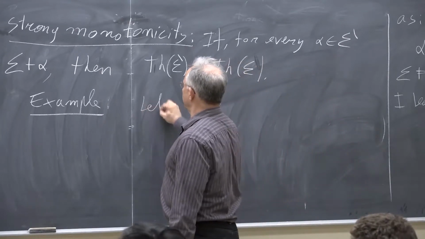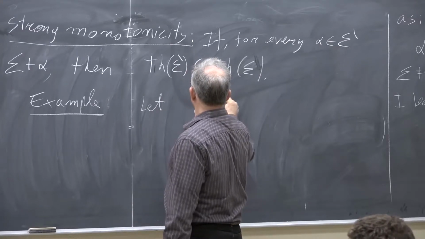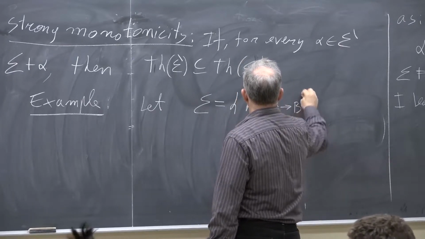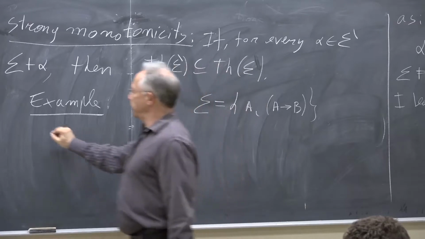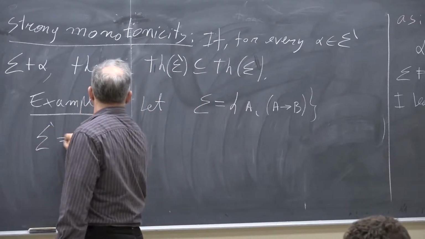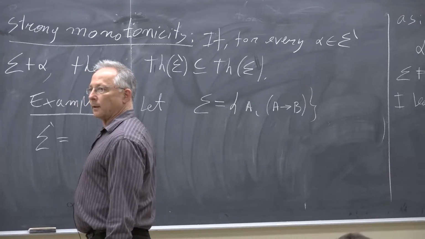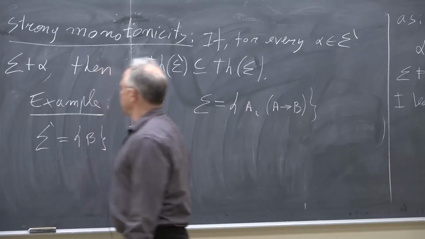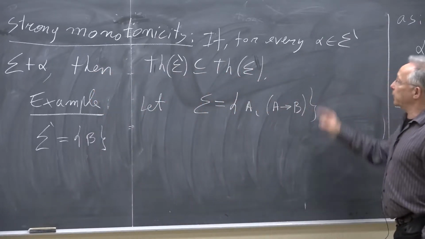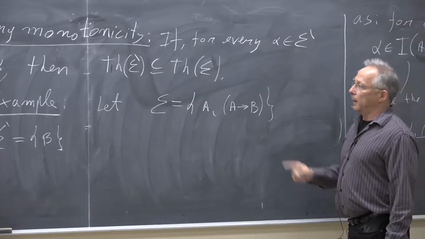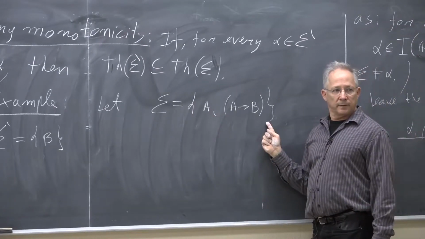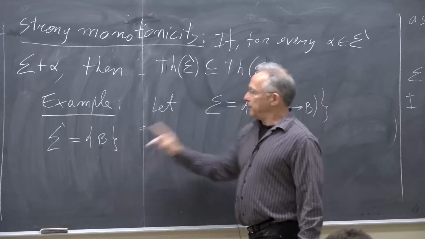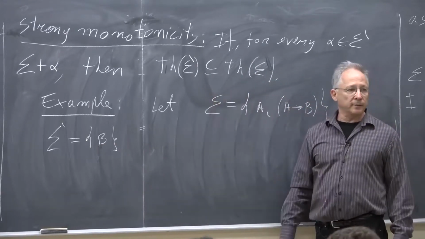Right? So, for example, just to make it a little bit more clear, let sigma be A and A arrows B, and sigma prime be just B. Then we are in the situation that for every member of sigma prime, I can prove it from sigma. But clearly, this sigma prime is not a subset of sigma. It is not covered by this simple monotonicity.